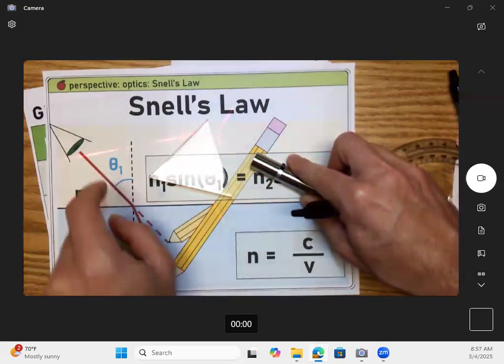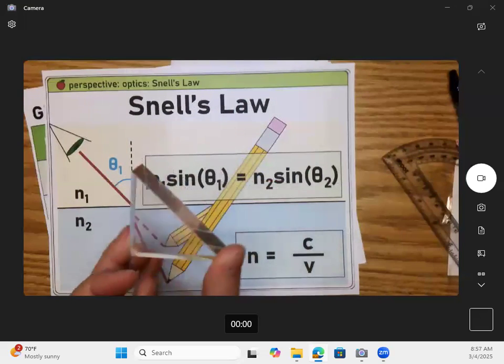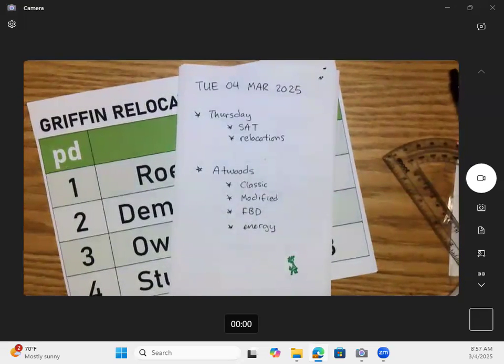You guys see it refracting out here? Okay. So if you measure those angles with a protractor, you can determine the index of refraction of this material, like how much the light slows down. Right there. Okay, so that's a quick rundown of what's going on in my other classes. But you guys got some notes out, because we're going to do some Atwoods today.